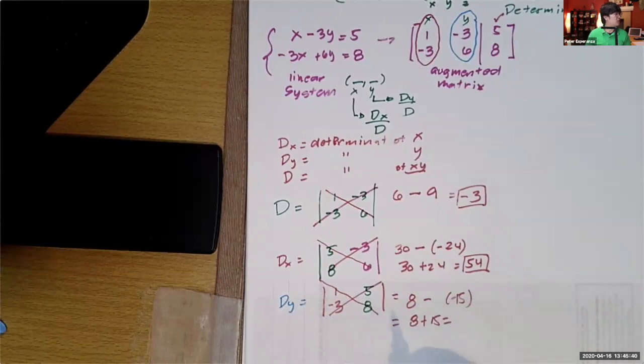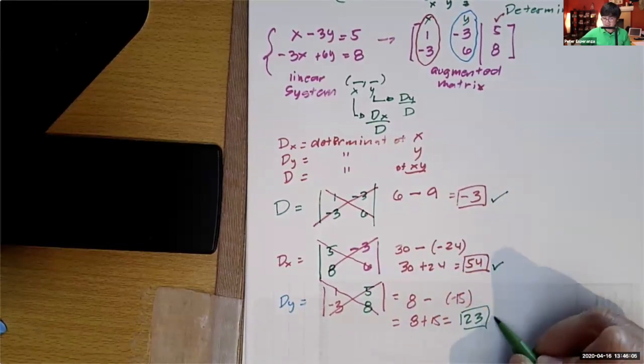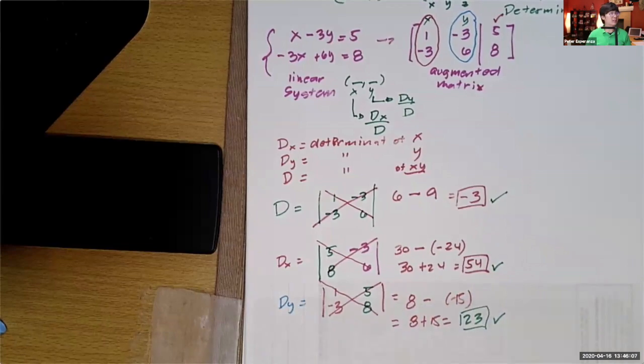What is 8 plus 15? Who says negative 7? Is that right? Okay, 23. Tell me, is this correct? Yes? Okay. Now that we found the 3 determinants, we're ready to find the values of x and y.